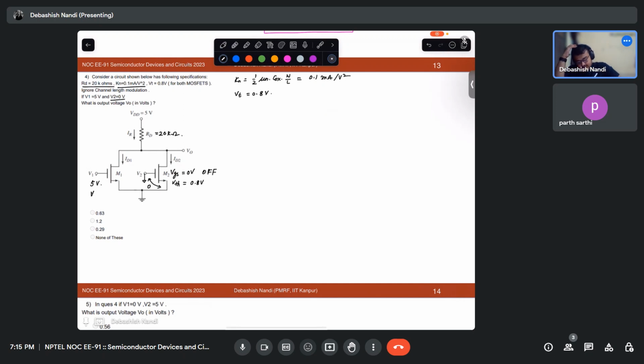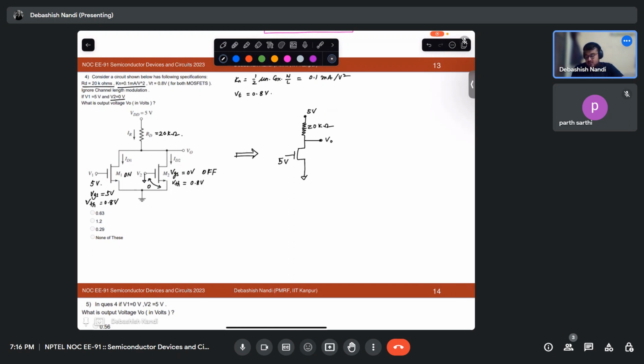So the transistor is off. And in this case, VGS is 5 volt, VTH is 0.8 volt, so the transistor is on. So my circuit is simplified to this connection. This is my 5 volt and this is my V out, this is 5 volt and this is 20 kilo ohm. Okay. So now it is asked what is the output voltage V0 in large signal sense.